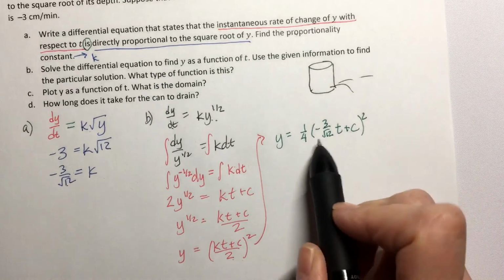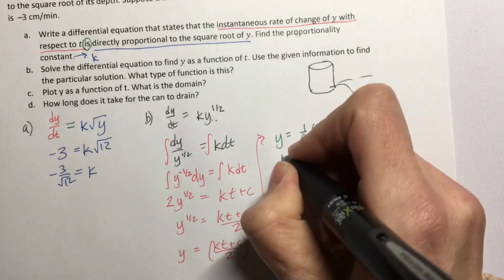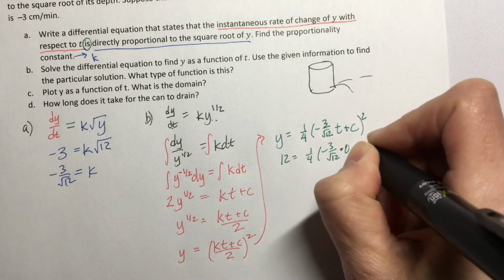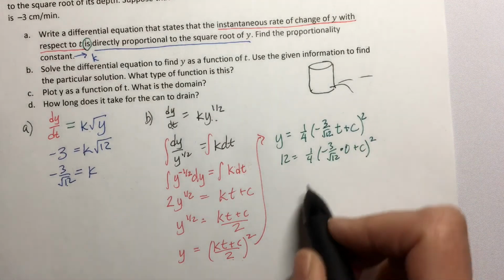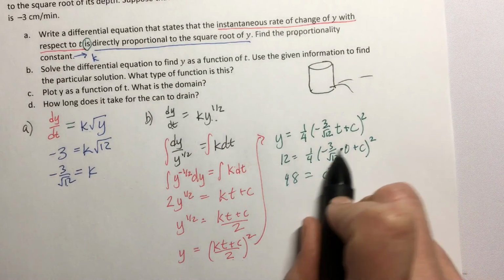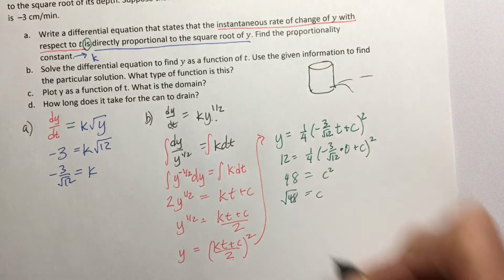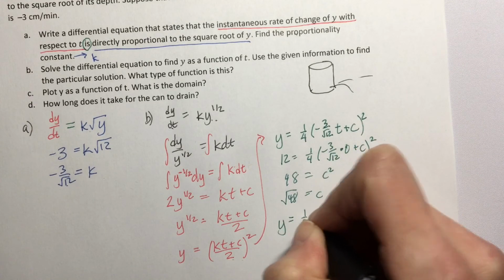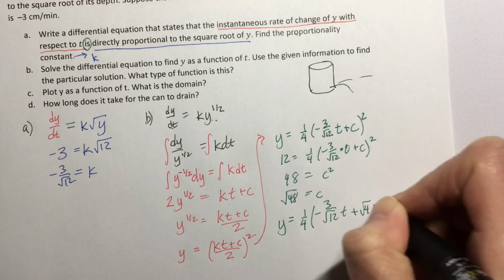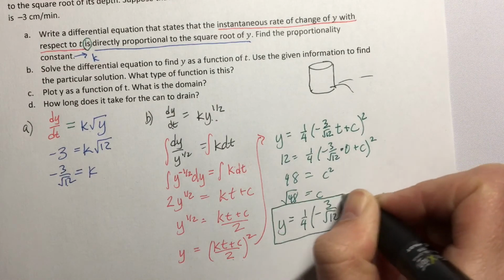Be careful with that. Okay, so plugging in the fact that the depth is 12 at time 0, I get all of that. So really I have 48 equals c squared, because that's gone, squaring the c and then multiplying both sides by 4. So c is the square root of 48. So now I have y equals 1/4 times -3 over root 12 t plus root 48, squared. So this is the solution to the differential equation.